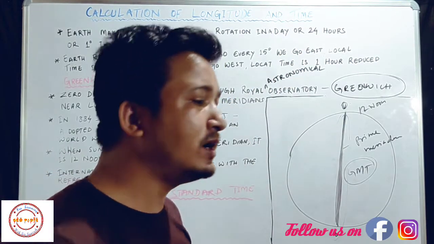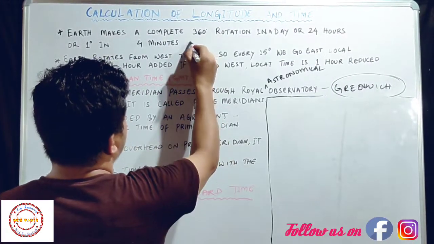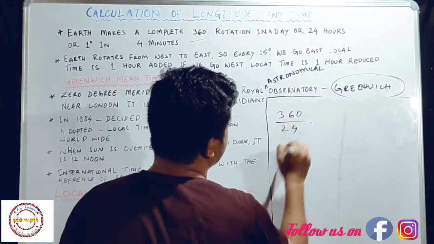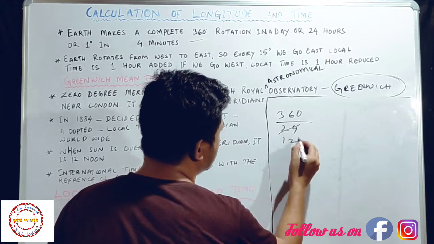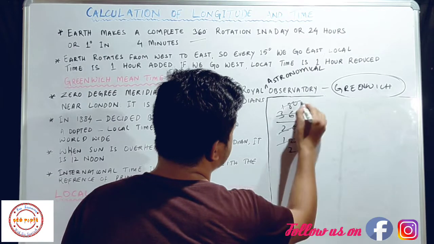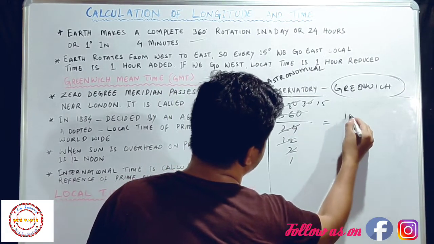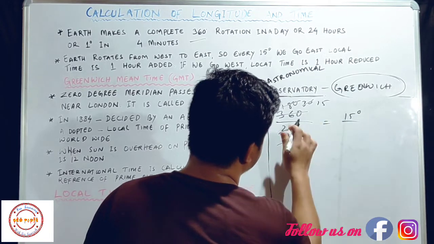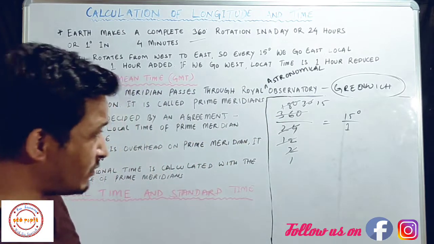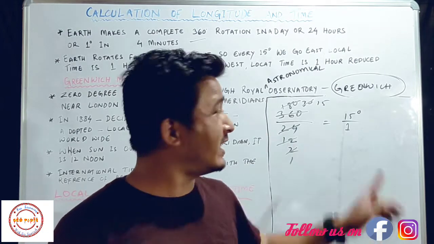Mathematically, I will show you. One rotation, that is 360 degrees, takes 24 hours. When you divide, 360 divided by 24 gives 15. So here you can see this is degree, 15 degrees, and this was time, 1 hour. So students, from here we can say that in 1 hour the Earth rotates how many degrees?